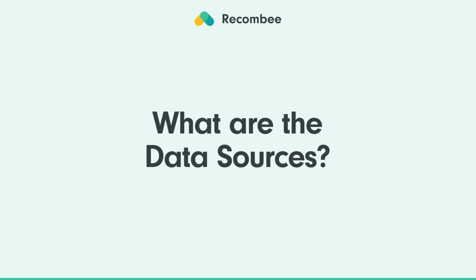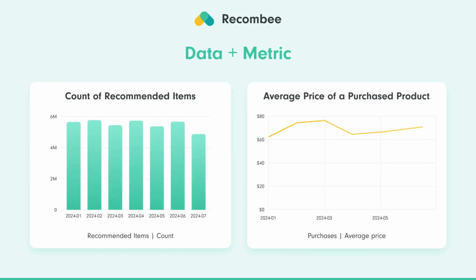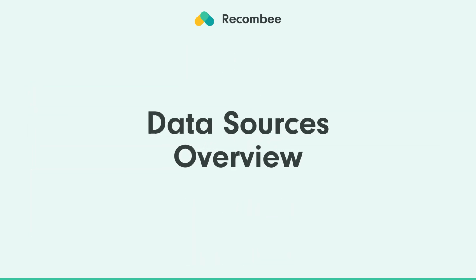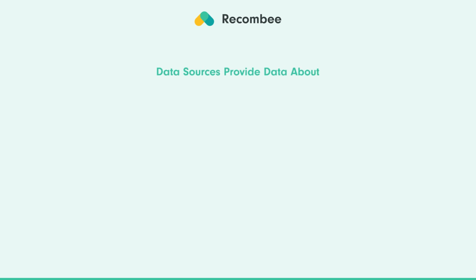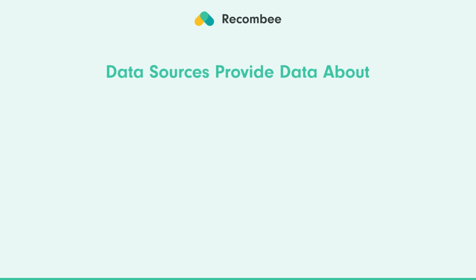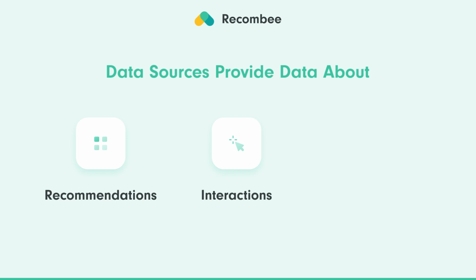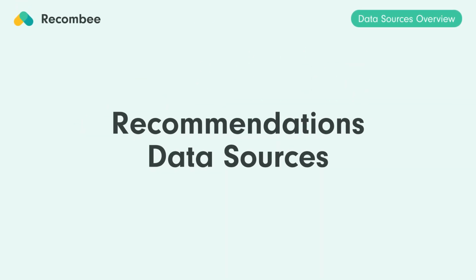As mentioned in the previous video, data sources define what kind of data and what metric will be used in the insight. For instance, count of recommended items or average price of purchased products can be two examples of data sources. There is a portfolio of provided data sources that you can choose from. For better orientation, we split these data sources into three categories: data about recommendations, data about all the ingested interactions, and data about the interactions that happened thanks to recommendations. Let's look into each of these categories.